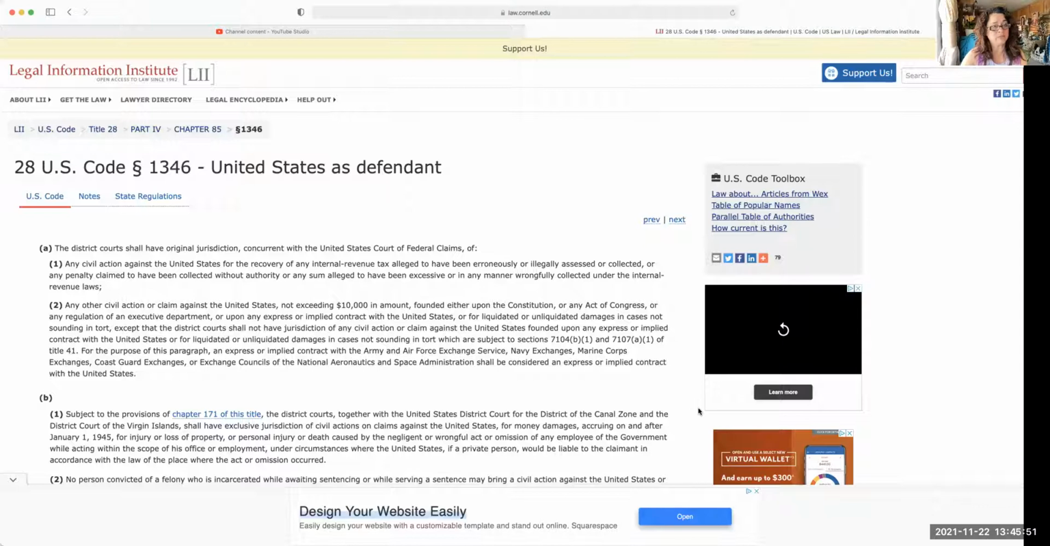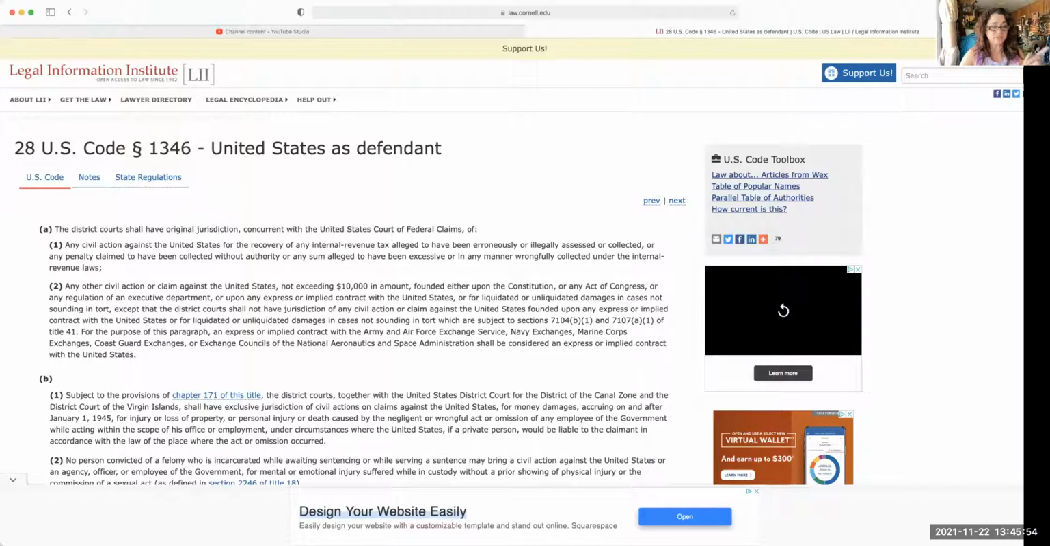28 US Code 1346. The district courts shall have original jurisdiction concurrent with the United States Court of Federal Claims of, number 1, any civil action against the United States for the recovery of any internal revenue tax alleged to have been erroneously or illegally assessed or collected, or any penalty claimed to have been collected without authority, or any sum alleged to have been excessive or in any manner wrongfully collected under the Internal Revenue laws. 2, any other civil action or claim against the United States.